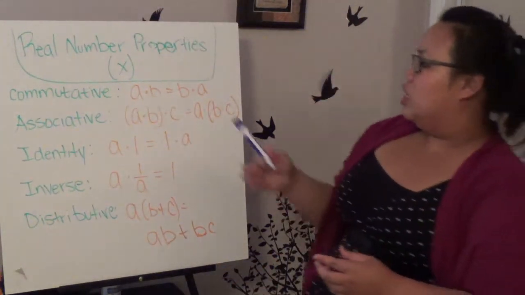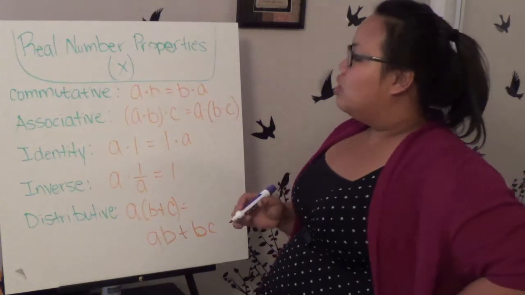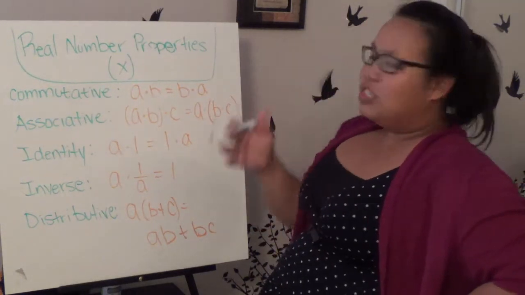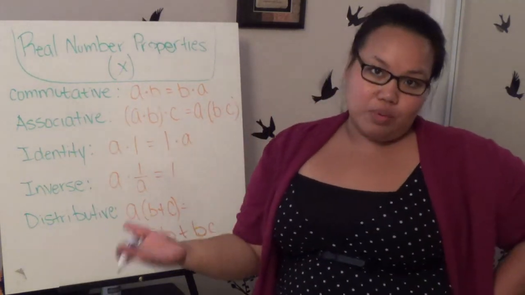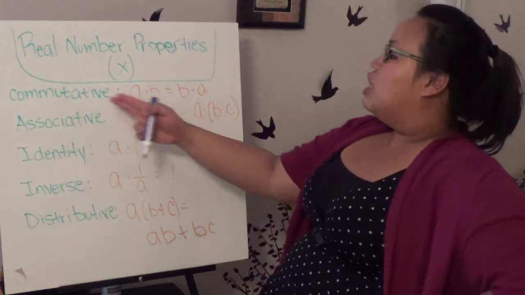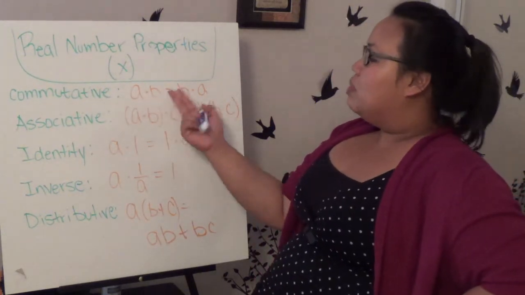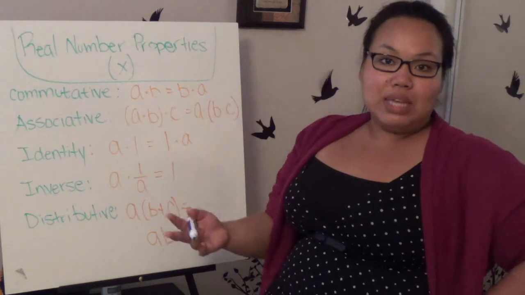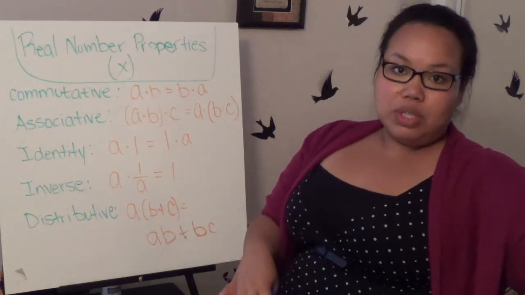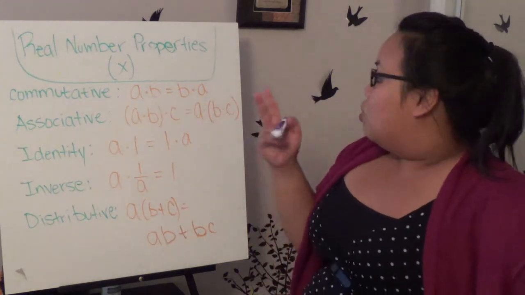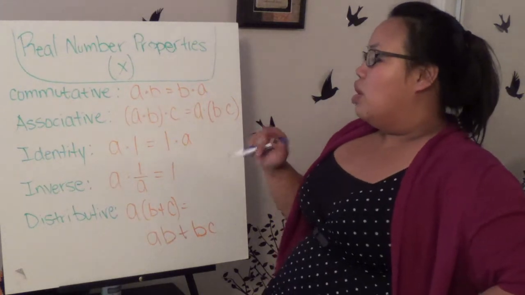The next one that we're dealing with is the multiplication real number properties, and it's very similar to the addition, except instead of adding, we're going to be multiplying. So the commutative is quite similar. That just means it doesn't matter which way I multiply. 3 times 7 is still 21. 7 times 3 is still 21. So you can switch them in whatever order.